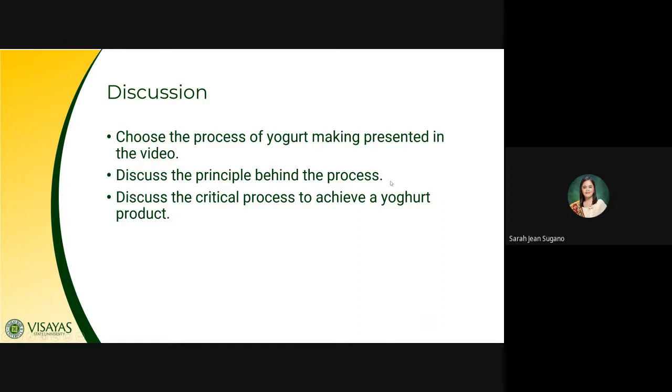Okay, that's the important thing because we have no result for this laboratory. The main discussion is the principle behind the process. And then third is discuss the critical processes. There are many critical processes to achieve a yogurt product, so you have to read many journal articles about yogurt making and what the critical processes are. You can discuss the temperature and the incubation periods, because there are many other factors that affect the optimized yogurt product to have a very delicious form of yogurt.